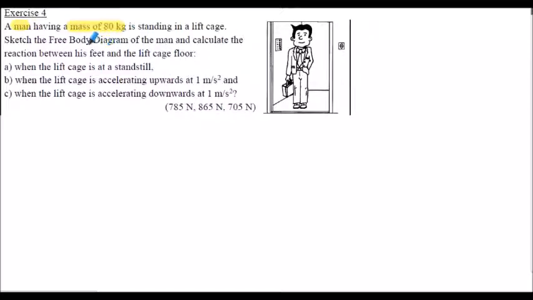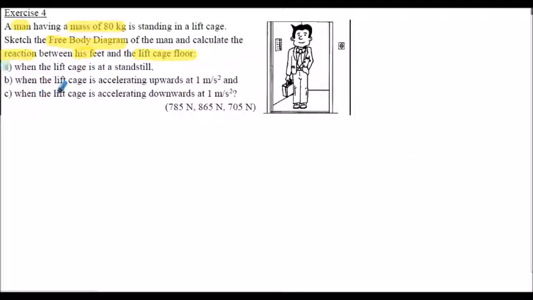We've got to sketch the free body diagram, which we're going to do anyway, of this person. And we're going to calculate the reaction between his feet and the lift cage floor. In other words, the force from the lift floor onto the man. And we've got 3 scenarios here. If you were designing a lift for real, you would probably have several different scenarios. You have an upwards motion, downwards motion, you might have an emergency stop situation, this kind of thing. So they've given us 3 scenarios here.